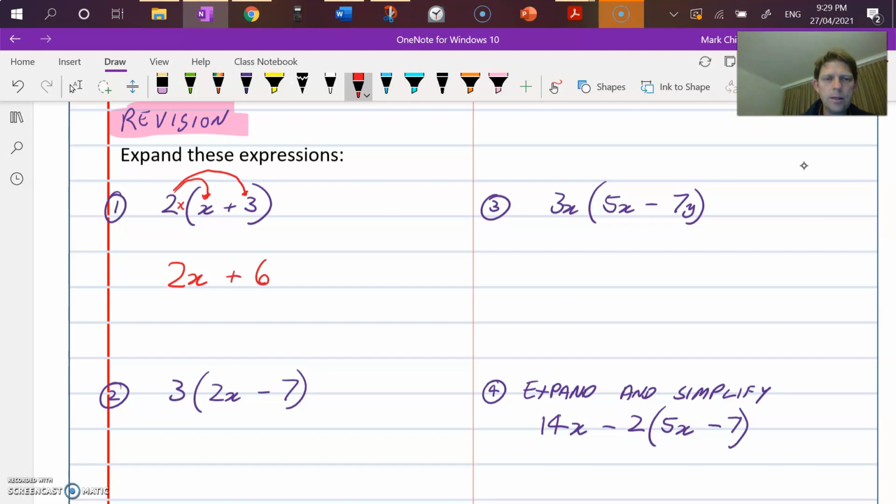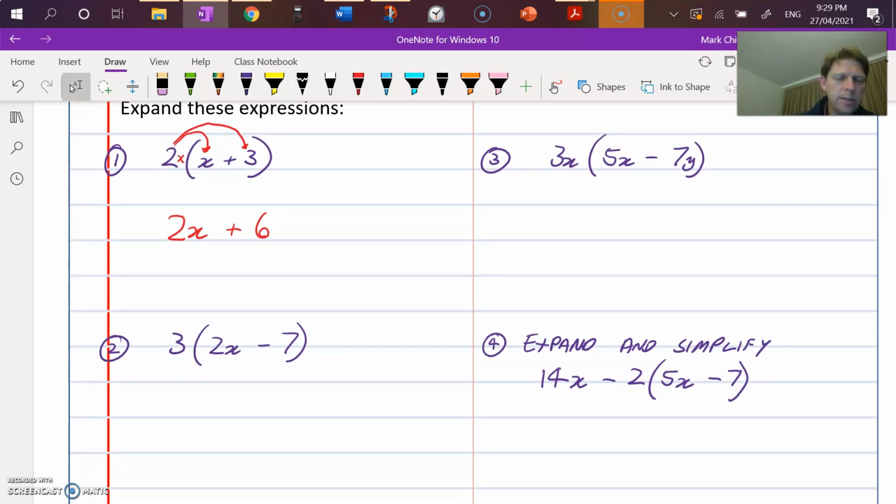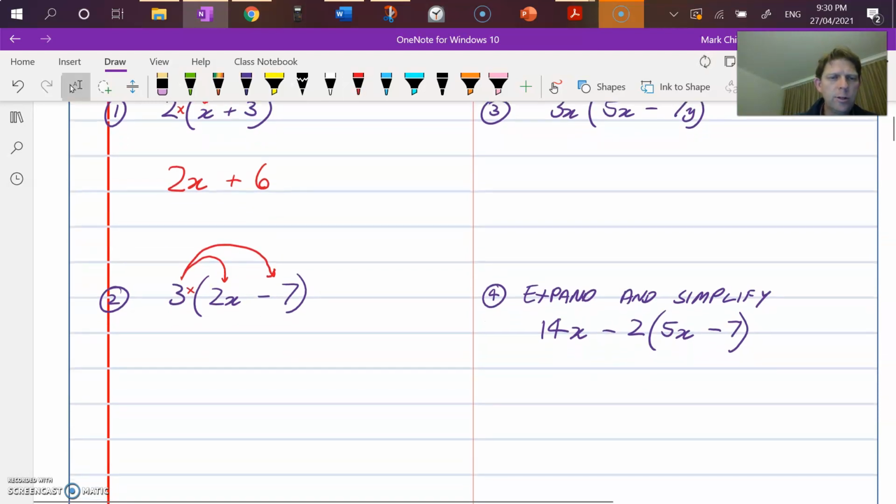Okay? So if we look at the next one, once again, there's a missing sign there. We know that there's an assumed multiplication sign in there, so everything in the brackets is being multiplied by 3. This one's got a little bit more of a trick, but let's first deal with this first arrow. 3 times 2x. When we multiply numbers and letters, we multiply the numbers first. 3 times 2, well, that's 6. And then we're just left with the x. Next up, we've got 3 times negative 7.